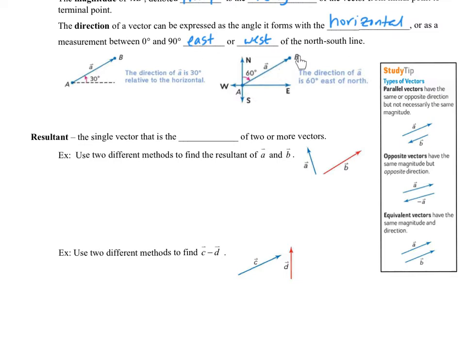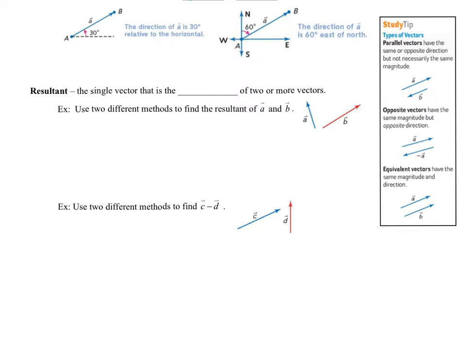So this vector AB is 60 degrees east of north. Okay, so if that way is north and that way is east, it's 60 degrees east of north. So two different ways to represent direction of a vector. We will usually use this first one.